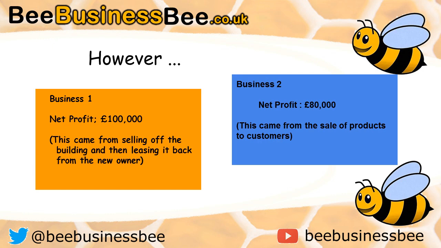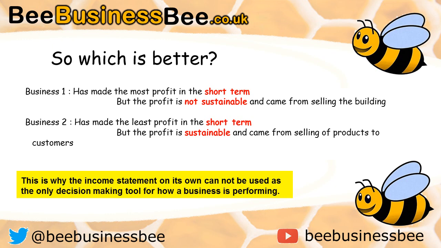Of course, business 2 makes a net profit of £80,000. This came from the sale of products to customers. Now that's sustainable. That is a good profit because that's making revenue from selling its products and services. And that's why it links in with the key words that we need to know for the exam. Business 1 made the most profit, but it made profit from a not sustainable source.